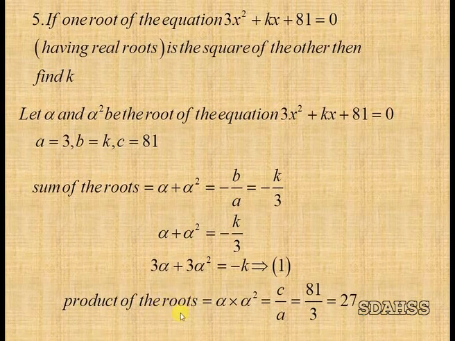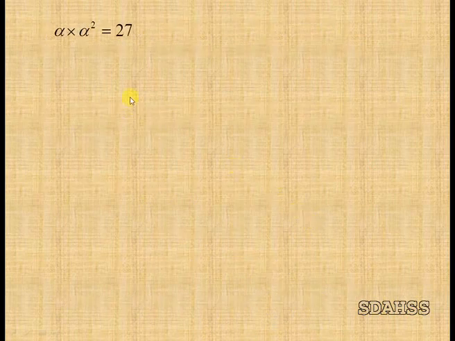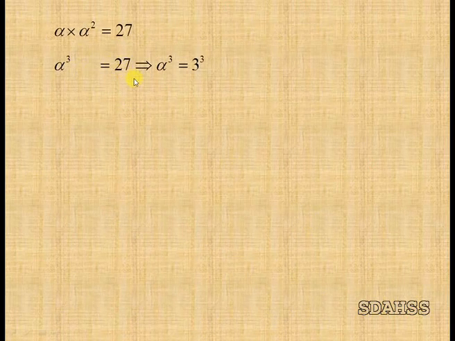Then find the product of the roots. Product of the roots is equal to alpha into alpha squared is equal to c by a. c is 81, 81 by 3. Cancel the numerator and denominator by 3 tables, so you have 27. So alpha into alpha squared, alpha cubed, is equal to 27. 27 can be written as 3 cubed. Taking cube root on both sides, so alpha is equal to 3.